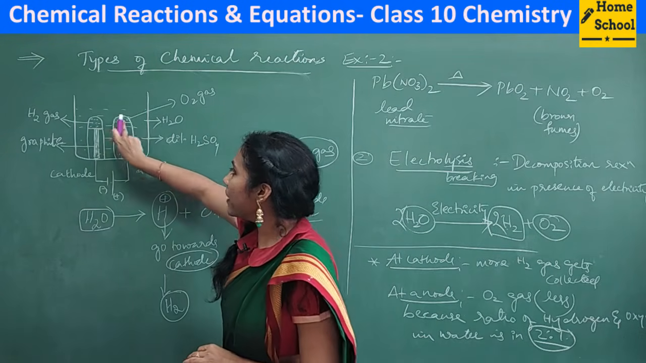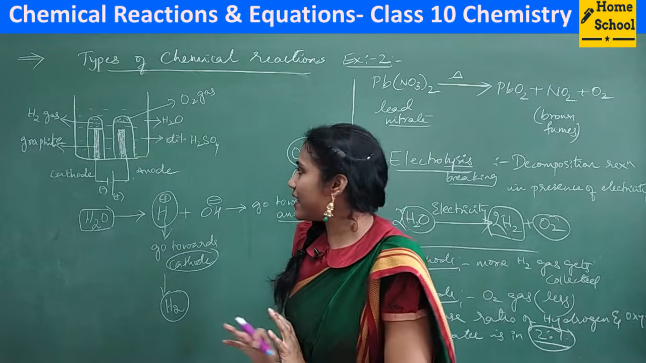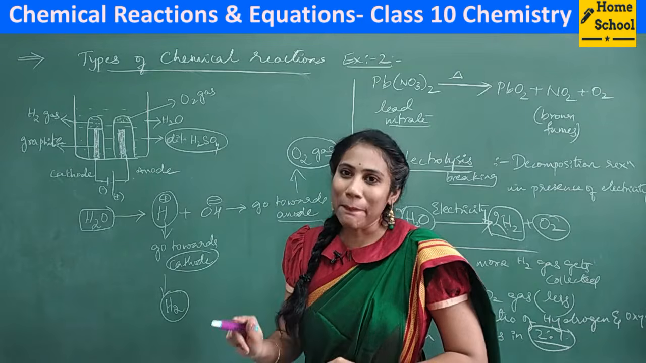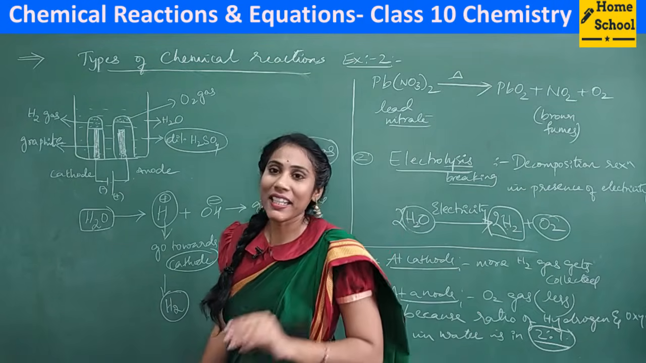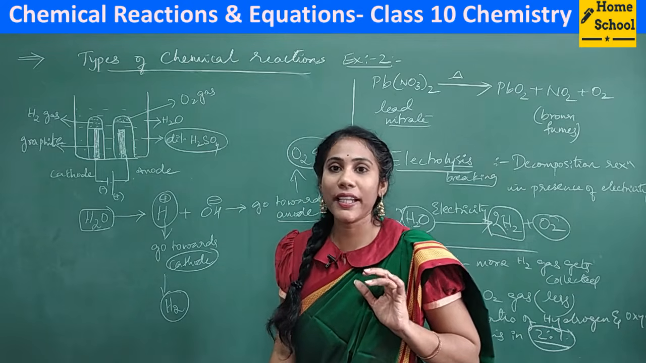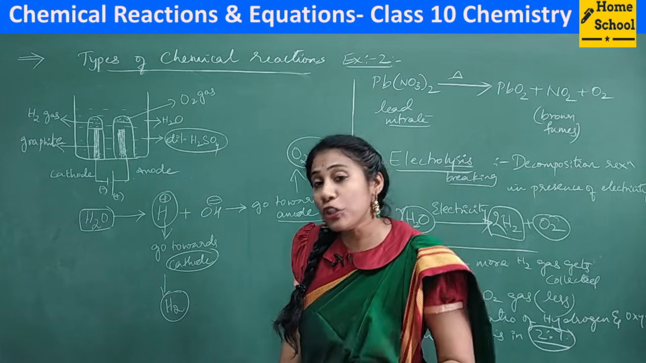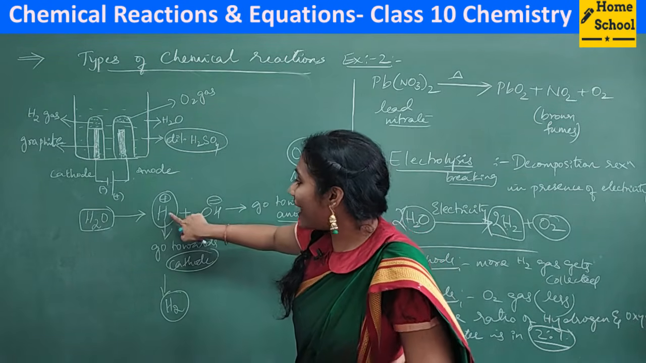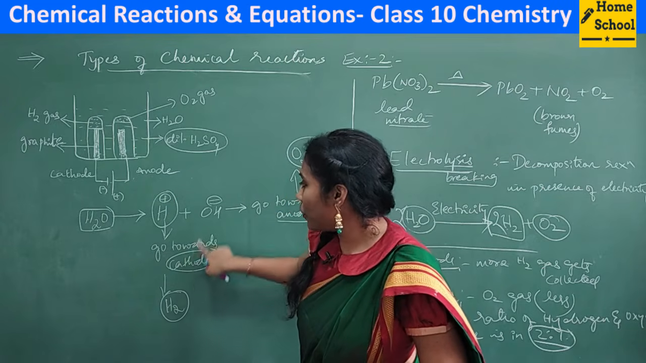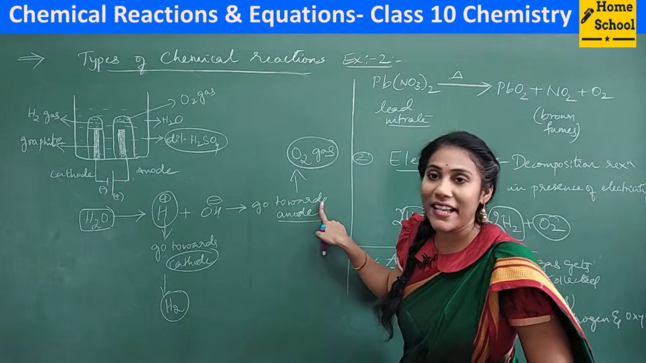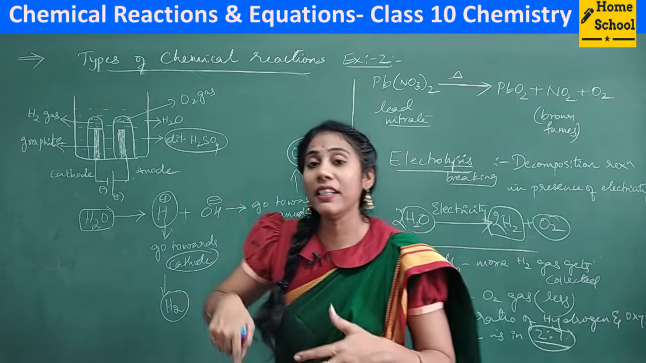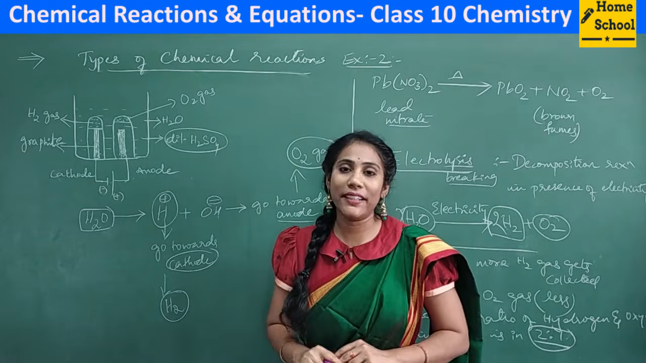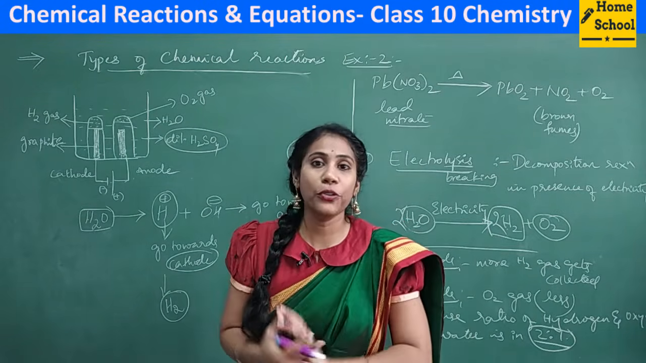So why are you getting more here? Why are you getting less gas? The reason we all studied. And what is the purpose of adding dilute H2SO4 here? The purpose is, water is a bad conductor of electricity. So to make water a good conductor, H plus ions can go towards the cathode and OH minus ions can go towards the anode. So to make water a better conductor, a little bit of H2SO4 you have to add, or a little bit of salt also you can add here.